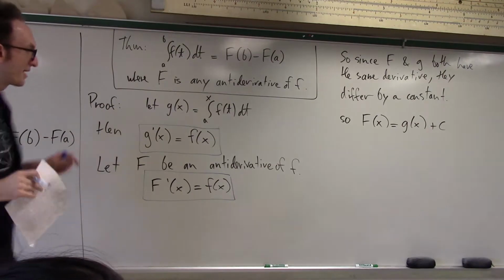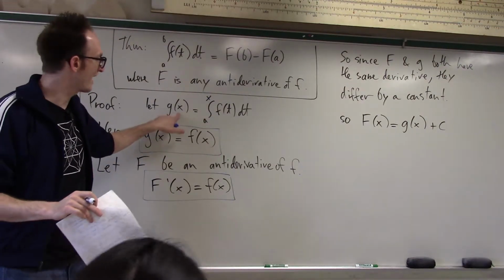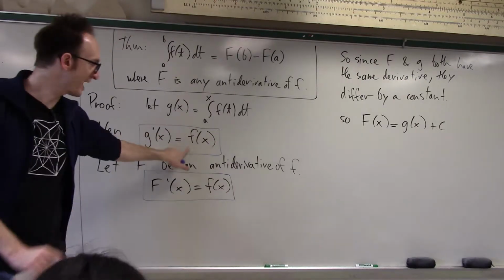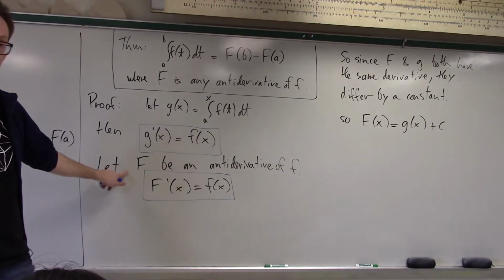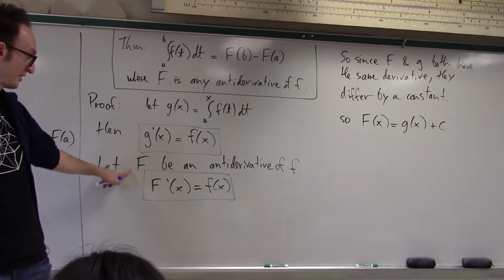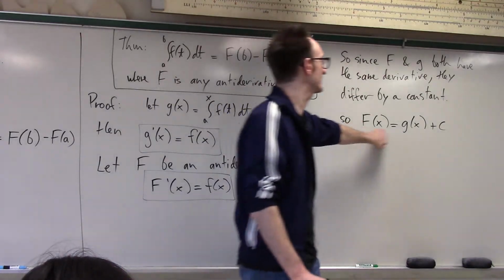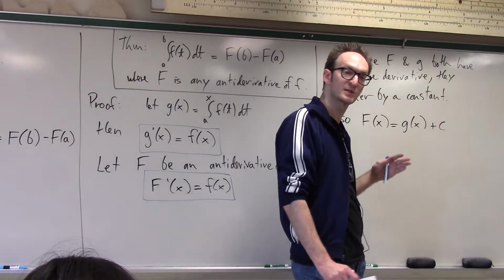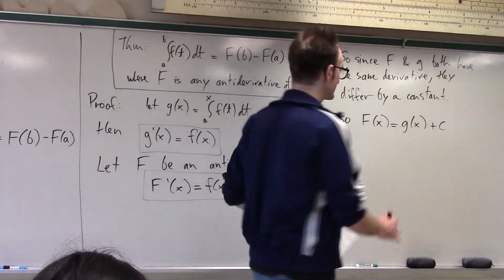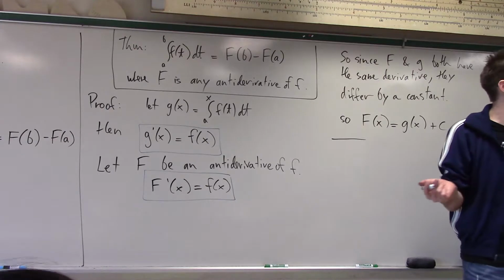Okay, all of this was just setup. I started with some function, little f, that I wanted to take the integral of from a to b. I defined this function g. I applied the fundamental theorem of calculus to say that the derivative of g is little f. I introduced an arbitrary antiderivative, and if it's an antiderivative, then it must be some sort of g-type thing plus a constant, because that's how antidifferentiation works. Okay, so now we start the proof. And the proof's basically just two lines, right?